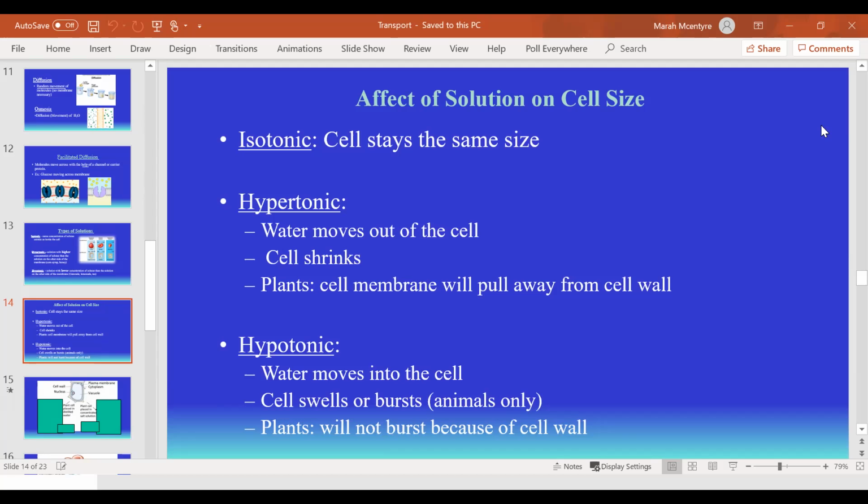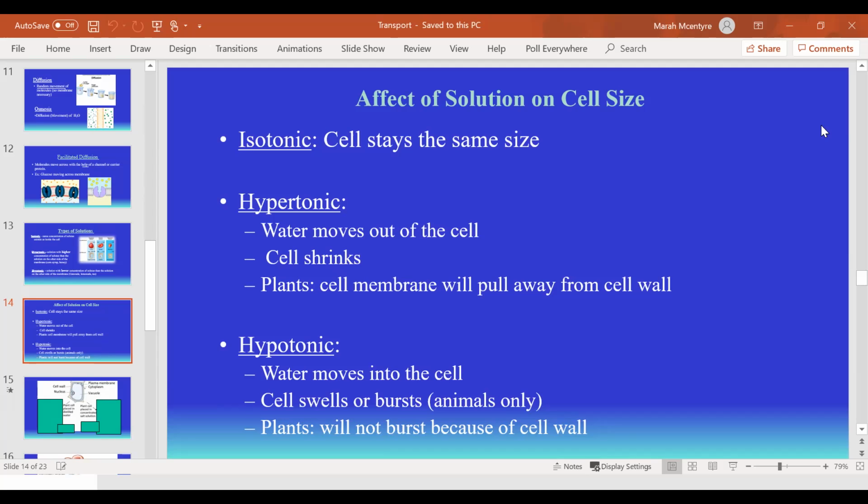So with hypotonic, the higher concentration is inside of the cell, so water is going to move into the cell. The solution is lower, so water wants to move to where there's more concentration. It's going to move to the inside of the cell. And eventually the cell is going to swell and swell, right? If you think about a water balloon, as you put water into the balloon, it's going to get bigger and bigger, and eventually it's going to burst. The same thing happens to animal cells.